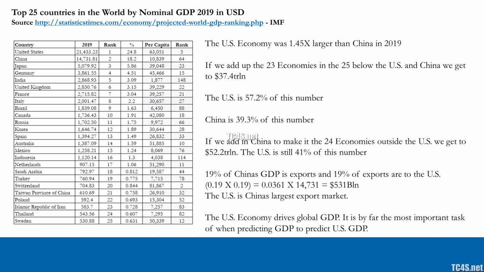So if we look at these numbers and break them down to try and really understand global GDP, the US economy was 1.5 times larger than China, which is the second largest economy. If we add up the 23 economies in the 25 below the United States and China, what do we get? We get to $37.4 trillion. Okay. So the United States is 21.4, China 14.7, and the rest is 37.4 trillion.